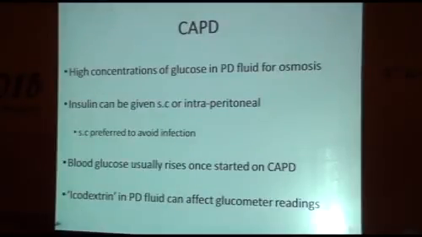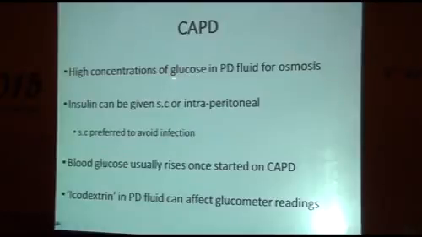We come to issues related to continuous ambulatory peritoneal dialysis patients, those on CAPD. The dialysate usually contains a high amount of glucose, so whenever CAPD is started, there will be hyperglycemia. A high concentration of glucose in the peritoneal dialysis fluid will lead to hyperglycemia.